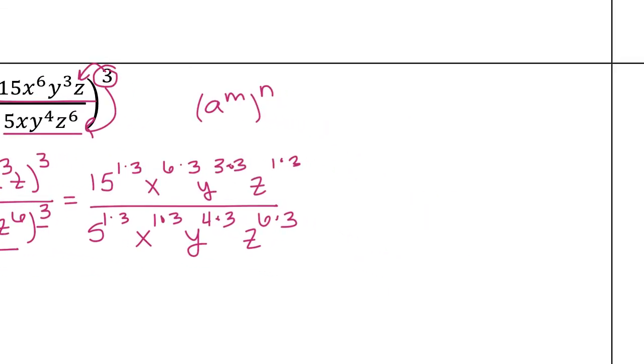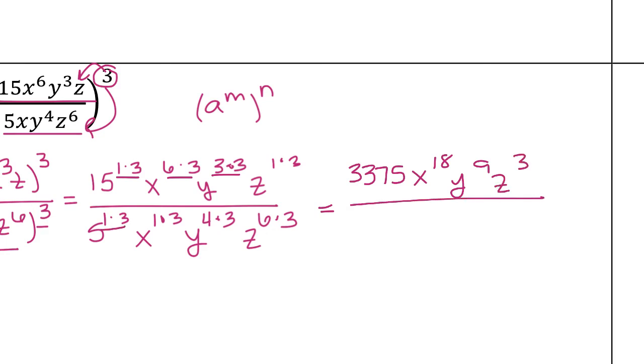So let us clean this up before we start talking about other rules. So 15 and then 1 times 3 is just 3. So 15 to the 3rd power is 3,375. 6 times 3 makes 18. 3 times 3 makes 9. And 1 times 3 makes 3. 1 times 3 makes 3 on the denominator. Well, that's 5 to the 3rd, which is really 125. X to the 1 times 3, so x to the 3rd. 4 times 3 on the y is y to the 12th. 6 times 3 on the z is z to the 18th.